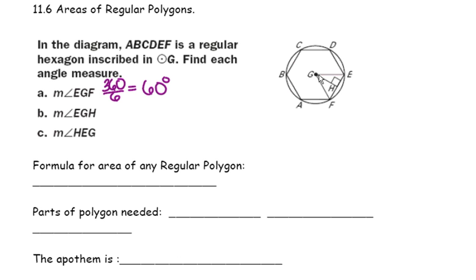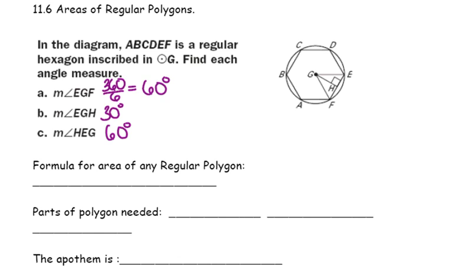EGH is half of that. This altitude right here bisects this central angle, which means that EGH is 30 degrees. And then HEG obviously is going to be complementary to that because we have a right triangle going on. So HEG is going to be 60 degrees.